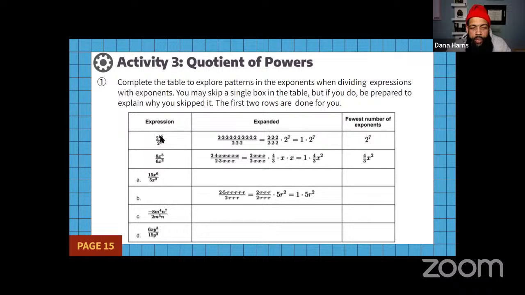So here, as you can see, we have 2 to the 10th power. Our goal is to write this with the fewest number of exponents. So I have 2 to the 10th power over 2 to the 3rd power.